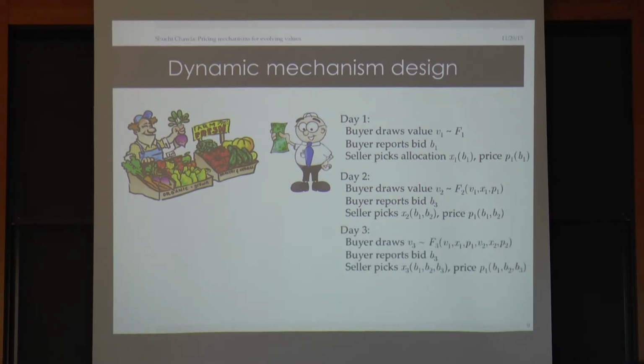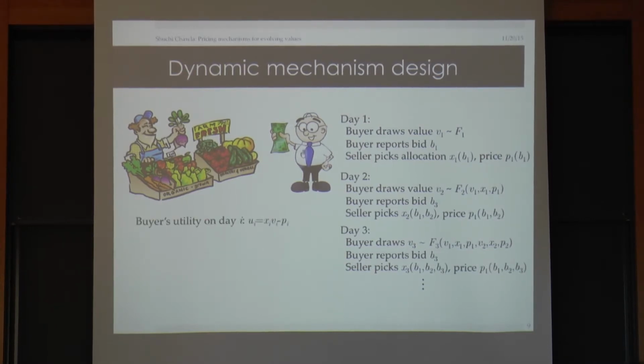Okay? And then the third day comes around, and the buyer draws a value, and now this could be a function of everything that's happened in the past. And then the seller could pick an allocation and a payment that could be a function of everything that was reported to the seller in the past, and so on.